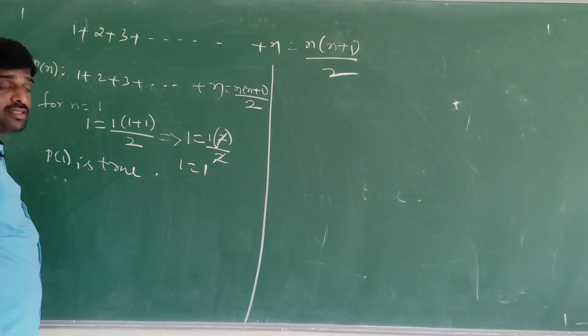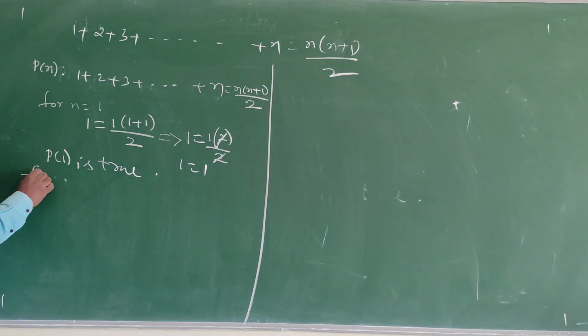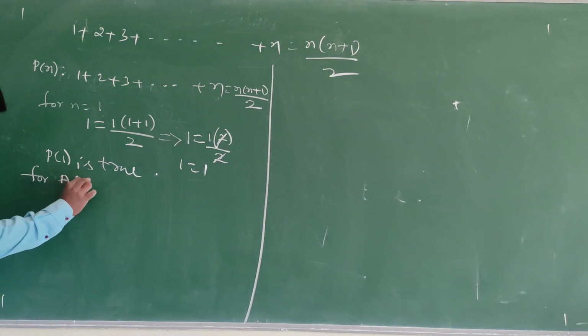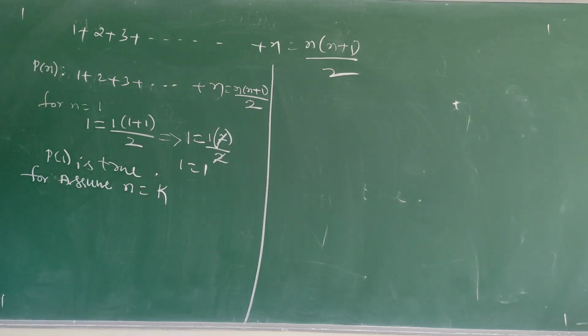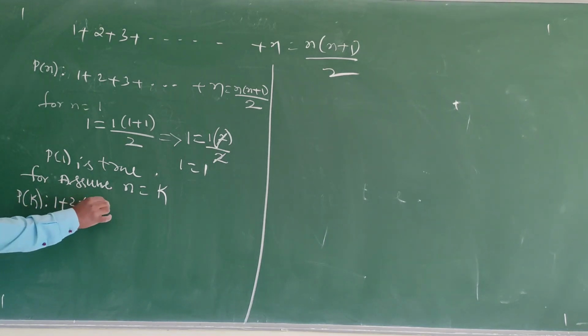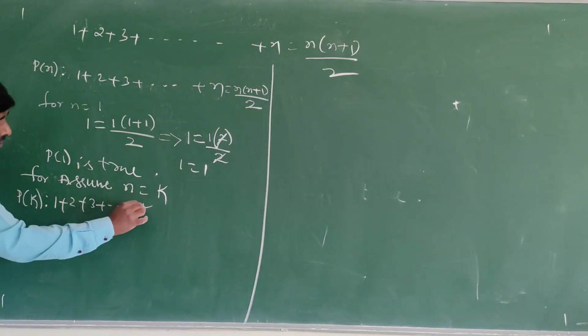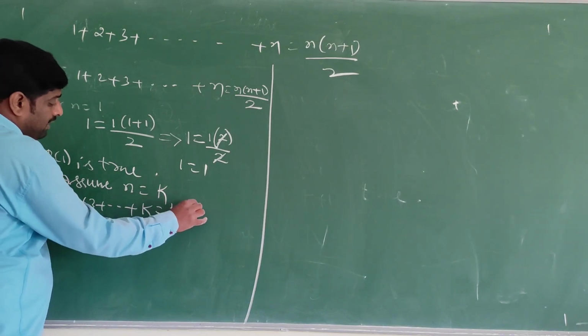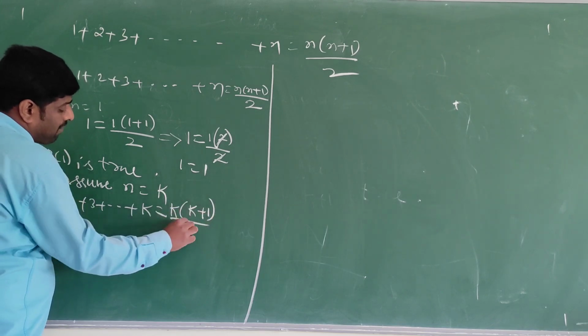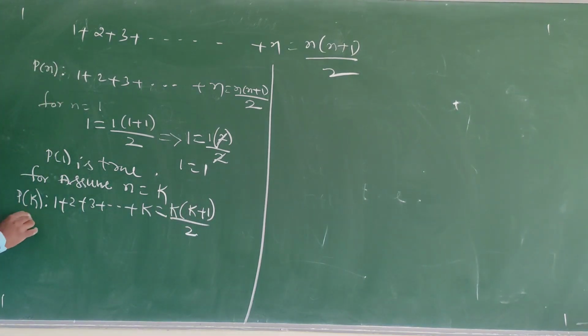For step 2, assume n is equal to k. P of k: 1 plus 2 plus 3 plus so on plus k equals k into k plus 1 divided by 2. Therefore, P of k is also true.